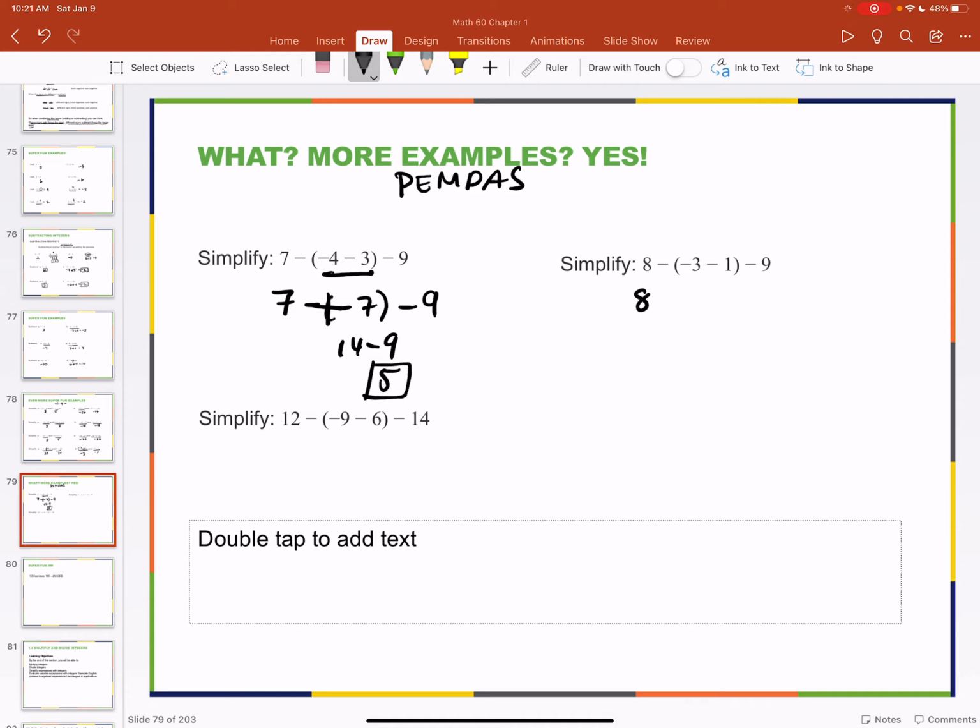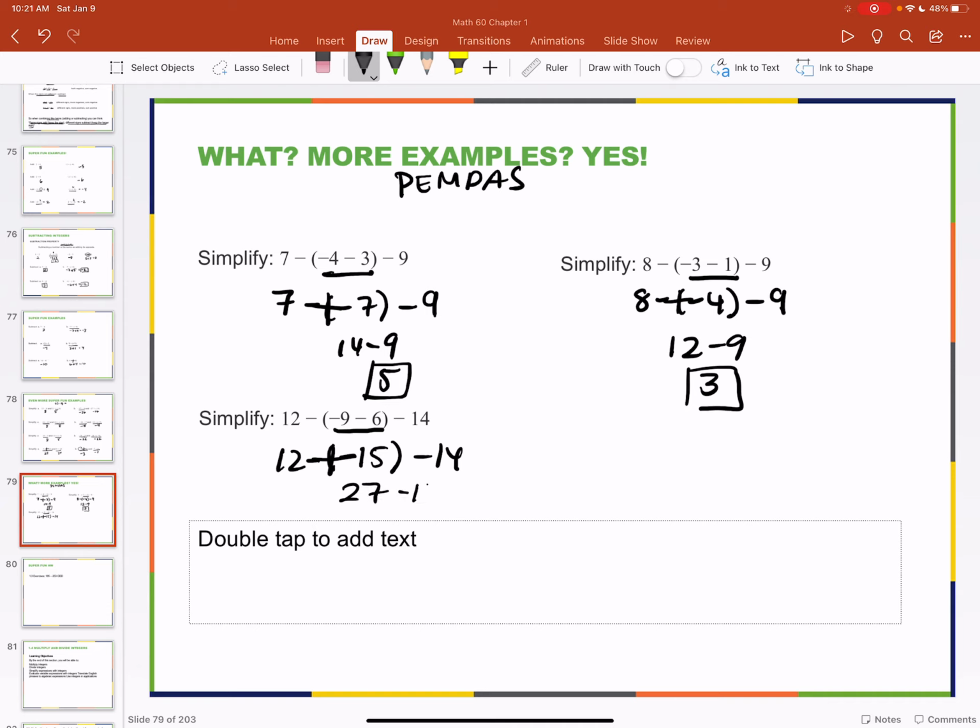So here, 8 minus, and then we're going to combine these. That's -4, right? Because same signs add. So then we have 8 plus 4, that's 12, minus 9, that becomes 3. And then here we have 12 minus, let's do the parentheses first, inside the parentheses first, let's not forget the rules. Same signs add. So this becomes a plus, 12 plus 15, 27, minus 14, that's going to be 13, okay?